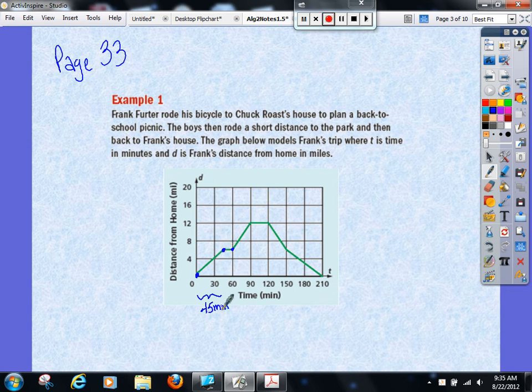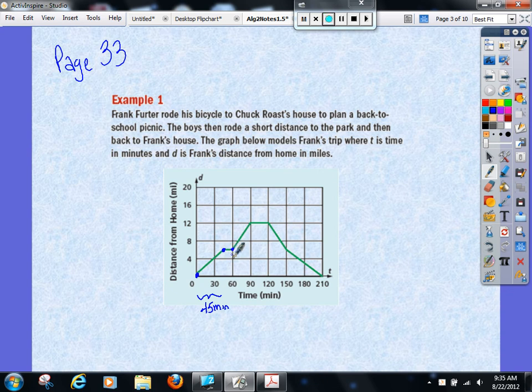It took him 45 minutes. Now, this line is straight. That also tells me something significant. That means he's going at a constant pace because that rate of change that you talked about in Algebra 1B is constant. I could even ask you what speed he was going. You could figure that out by dividing out the miles per hour if you wanted to. But we definitely see him going at a constant speed, 45 minutes, 6 miles to Chuck's house.